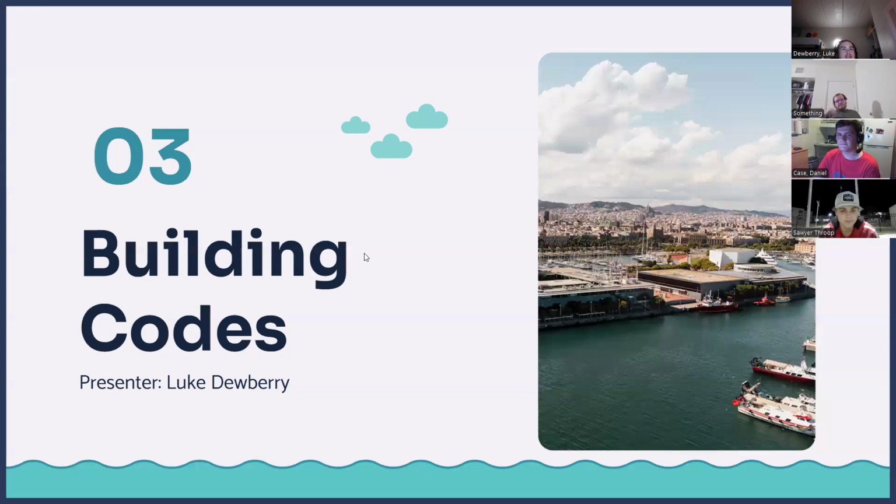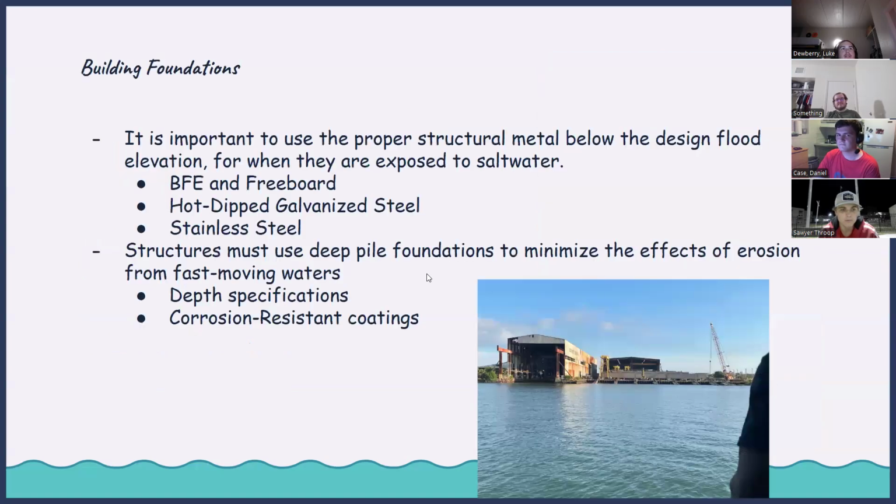So I'll be discussing building codes and how the corrosive nature of water affects them. When you're building foundations, it is important to use the proper structural metal below the design flood elevation for when they're exposed to seawater or salt water. Note that freeboard is an added margin of safety in addition to the base flood elevation, and both combine to form the design flood elevation. Hot dipped galvanized steel is when you take normal steel and dip it into molten zinc, providing a protective coating for the steel.